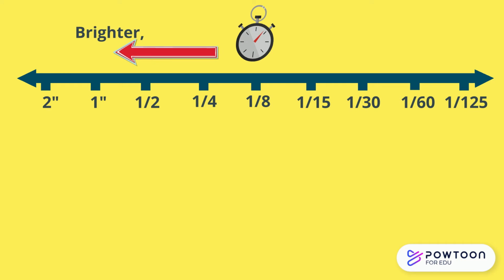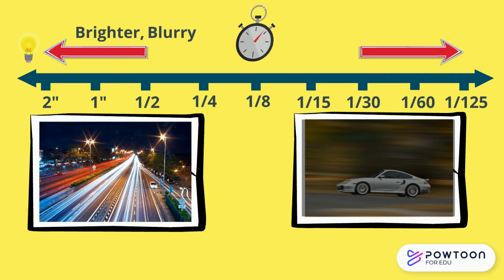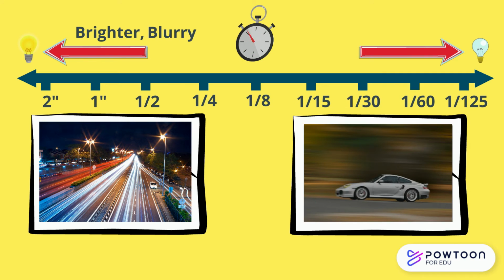The slower the shutter speed, the longer the shutter is open and the more light is captured. This makes a brighter and blurry photo when capturing things in motion. On the other end, the faster the shutter speed, the shorter amount of time the shutter is open for and captures less light. This makes a dimmer and clearer photo when capturing things in motion.